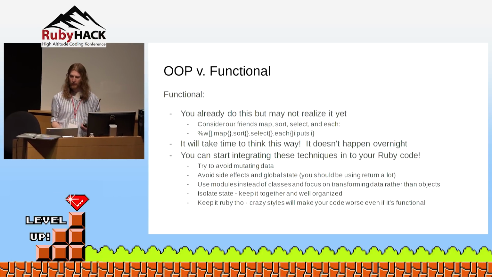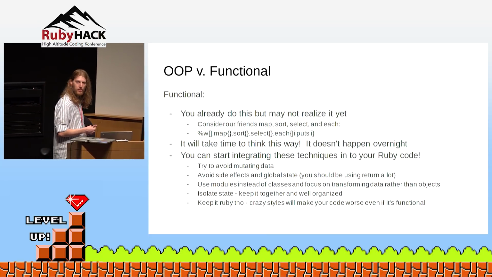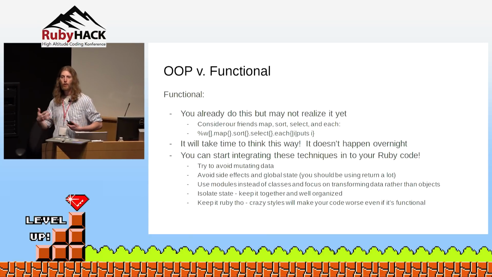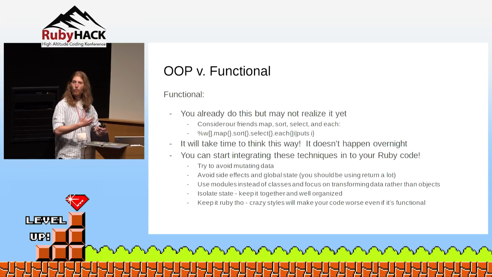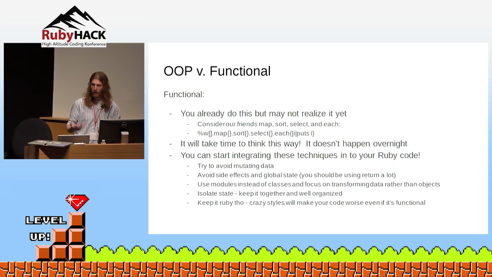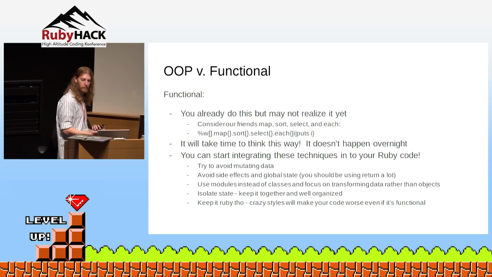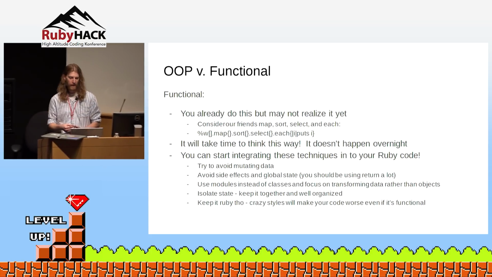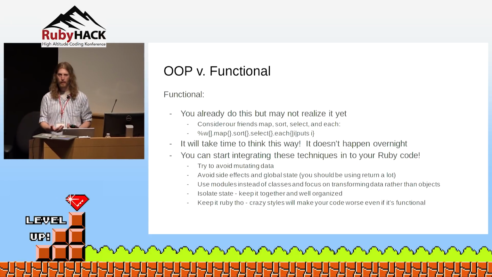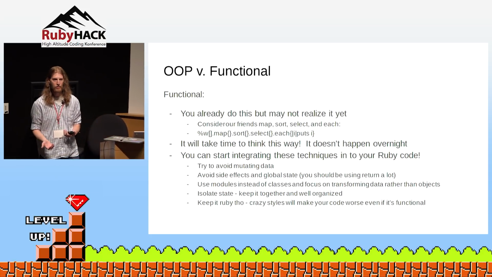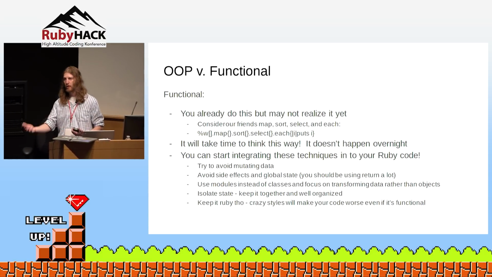So, things you can do to start integrating these techniques in your Ruby code: try to avoid mutating data. Most Ruby methods, and this is another thing I love about Ruby, have the bang sign on the end if they're going to mutate the original. So you can usually tell by looking at what it's going to do, and I love that pattern. There are a few exceptions, like the push that we looked at earlier, but for the most part that follows. So try to avoid mutating data when you don't need to. Also, try to avoid side effects and global state. If you're not using the return value in your method, that can be an indication that you're probably causing some sort of side effect, so that's definitely something to pay attention to.